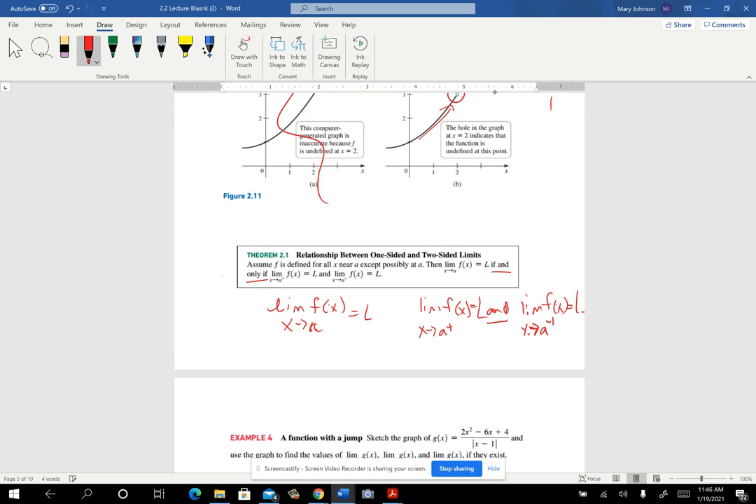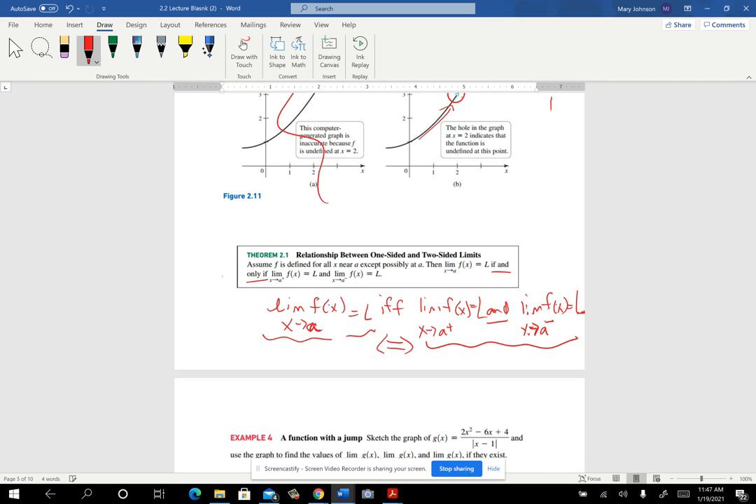And this if and only if, sometimes we write it like that, is really a two-sided arrow. It says, if this is true, then we know each of the one-sided limits must both equal L. And it also says, if each of the one-sided limits equals L, then you know that the overall limit would be L. So it goes both ways.